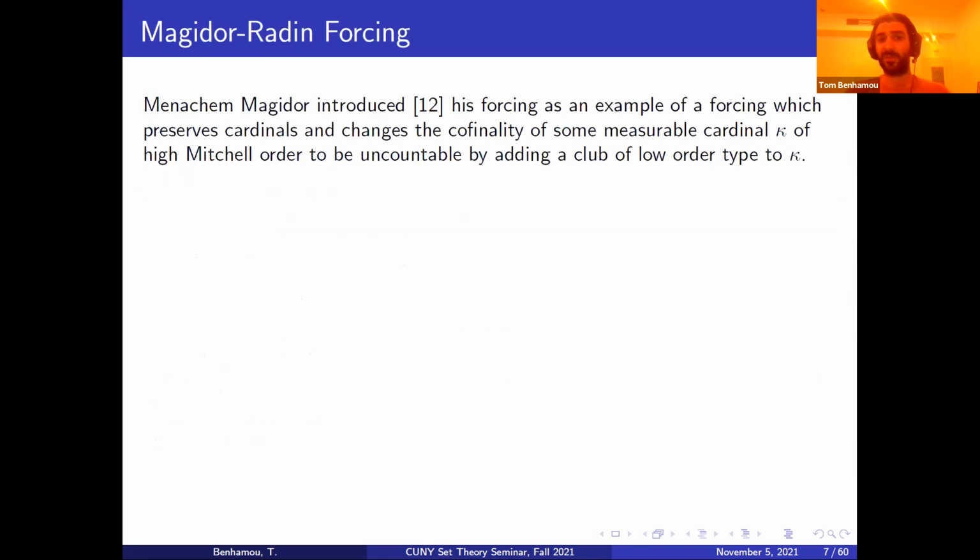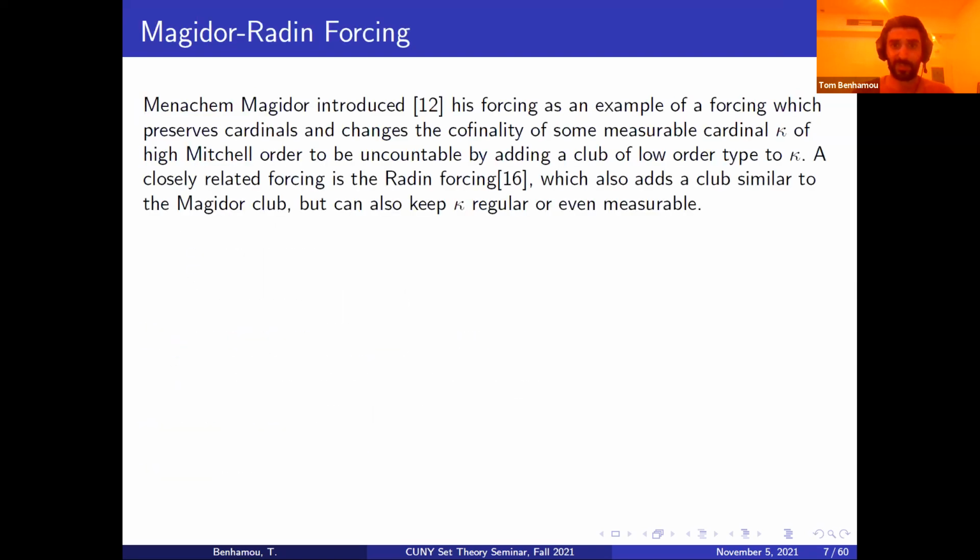So Menachem Magidor introduced this forcing as a generalization of Prikry forcing, but the goal of this forcing was to find a forcing which preserves cardinals and changes the cofinality of some measurable cardinal kappa to have uncountable cofinality. And this is done by adding a club of low order type to kappa. We will present this forcing formally later.